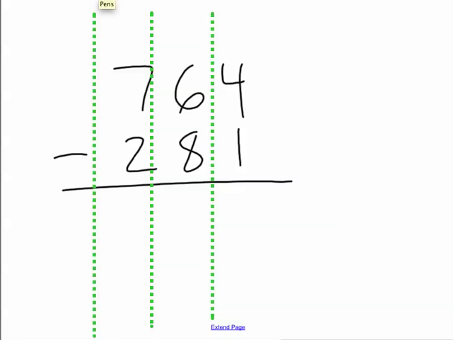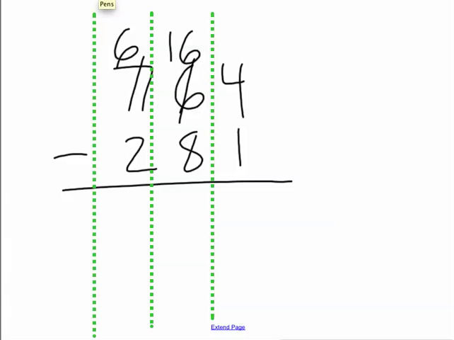Can we subtract 4 minus 1? Yes. Okay, so the ones column checks out. Let's look at the tens column. Can we subtract 8 tens from 6 tens? Well, no, we can't. So we need to trade from the hundreds column. So we need to take 100 and make this 10 tens. So we can make it 16 tens, and now we're left with just 6 hundreds.